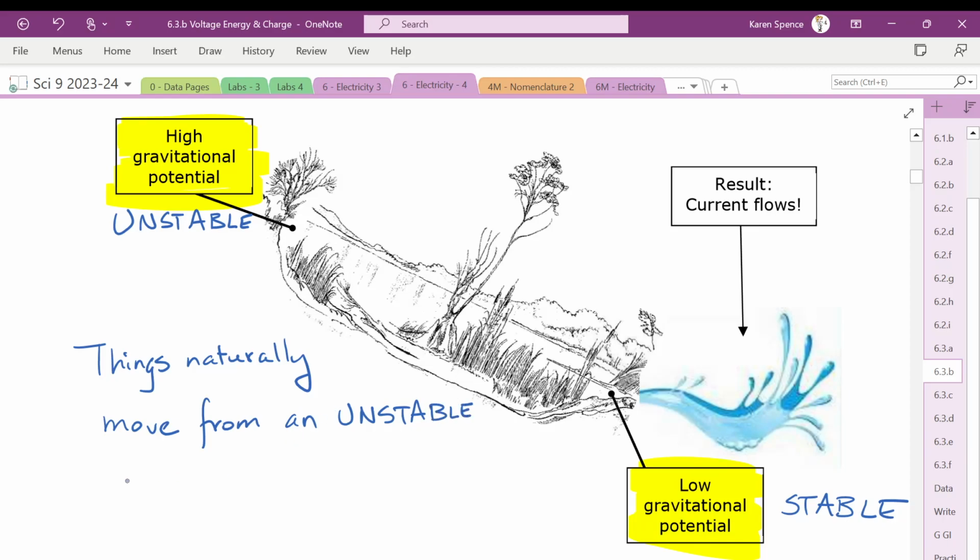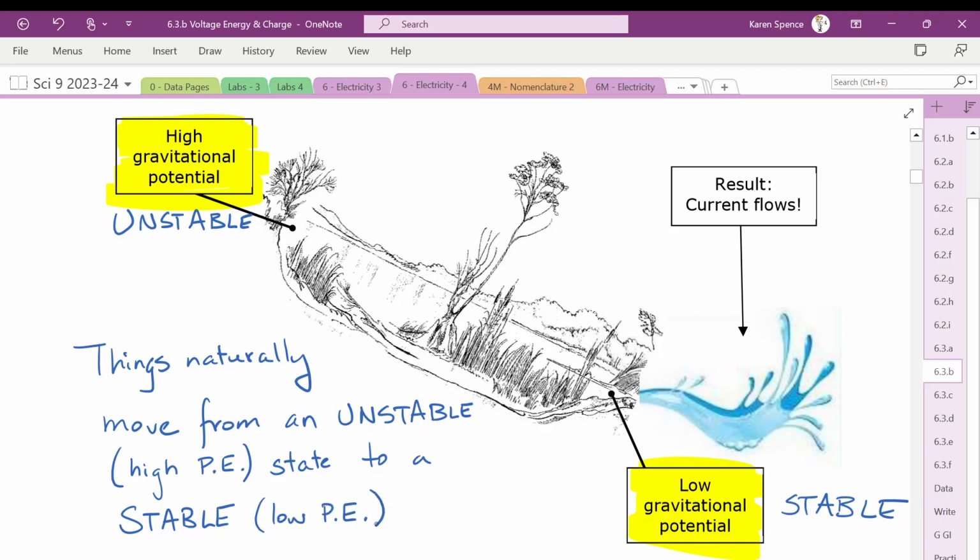And when I say unstable, what kind of potential energy do we have? High or low? High. Do you know what I mean when I write PE? Potential energy. Okay. So they naturally move from an unstable high potential energy state to a stable low potential energy state. And the result is the current flows.